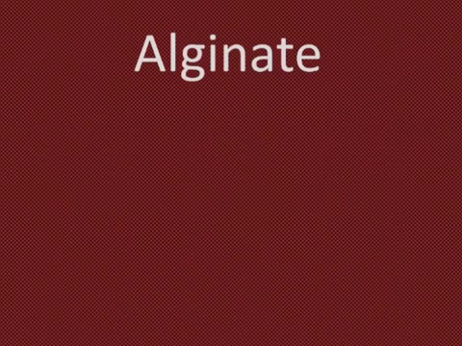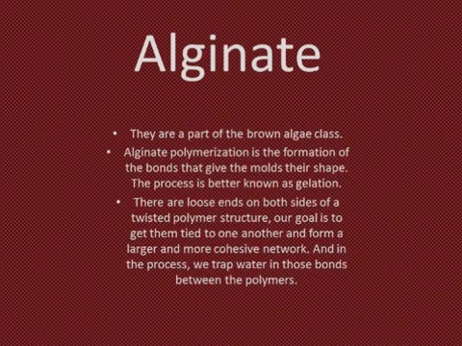Alginates. Alginates are formed of an algae from the brown algae class, and it's normally found along the West Coast region in which we live. Alginate polymerization is the formation of the bonds that give the molds their shape. This process is better known as gelation. In this gelation process, there are loose ends on both sides of a twisted polymer structure. As they get tied to one another and form a larger, more cohesive network, water is trapped between the polymers.